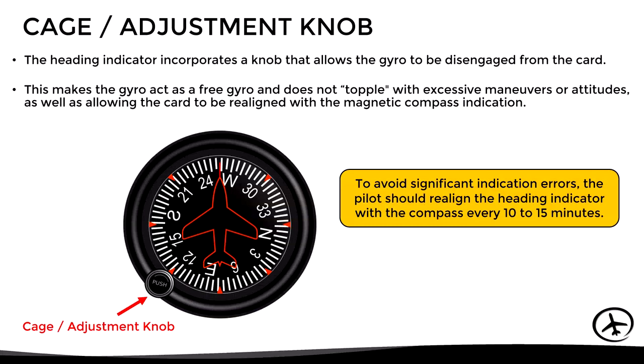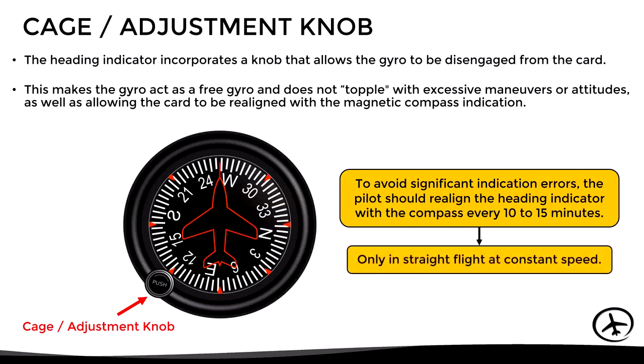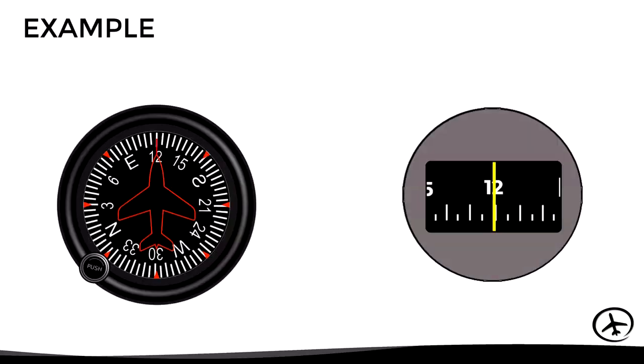However, this adjustment should only be made when flying straight and level, with a constant speed, as this is the only situation in which the compass will indicate the heading correctly. Let's see an example of how to reset the heading indicator with the compass. Let's say we are flying straight and level, with a heading of 120. In this case, both the compass and the heading indicator are indicating the same heading.